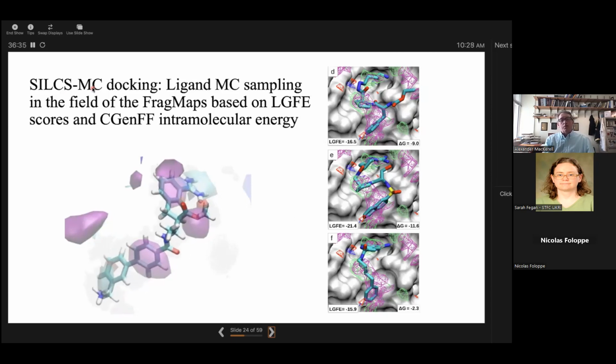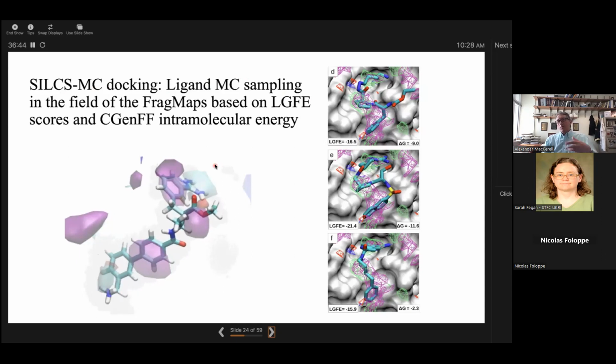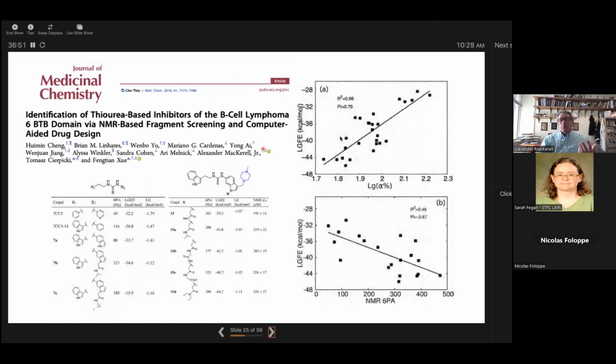We can use our SILCS MC in the field of the FragMaps to identify bound conformations, assign them free energies of binding, and so on. So you can start to see how we can move into a full quantitative use of the SILCS technology. And once we have that, we can start to do various correlation analysis.